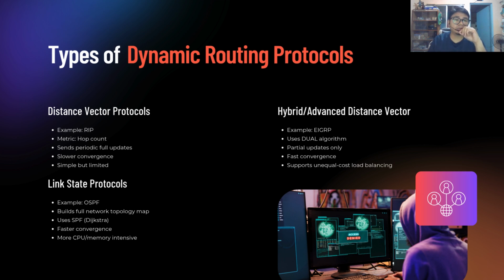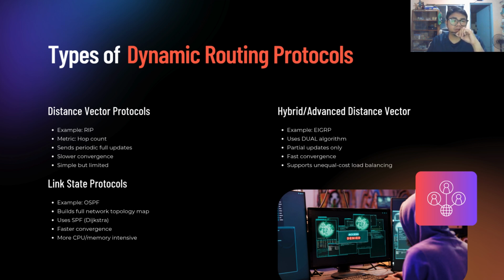We categorize routing protocols into three main families. First are distance vector protocols like RIP, which rely on hop count and send their entire routing table periodically. They are simple but slow to converge and inefficient for large networks. Second, link state protocols like OSPF build a detailed map of the entire network and use the shortest path first algorithm to compute the best path. They converge much faster but require more processing power.